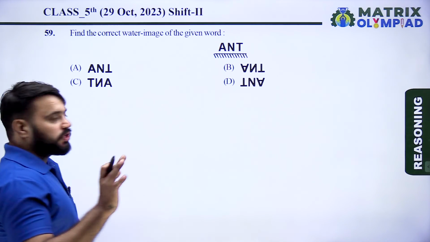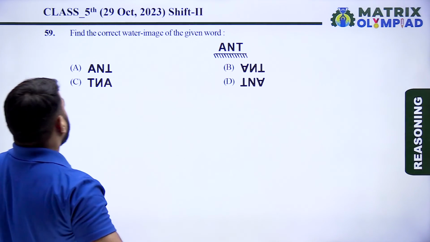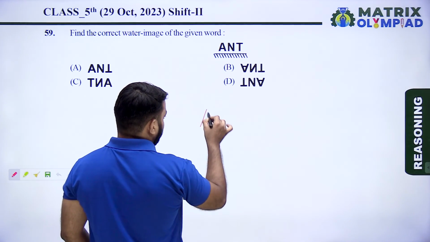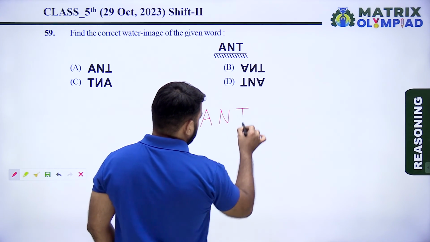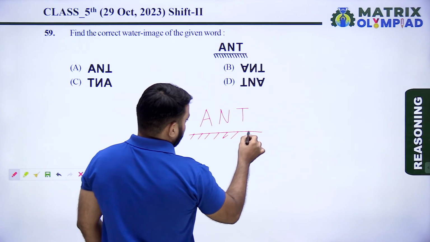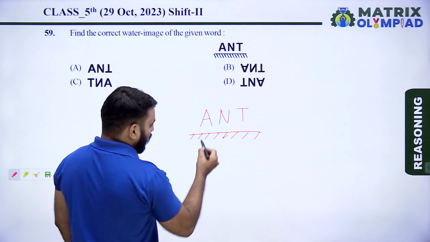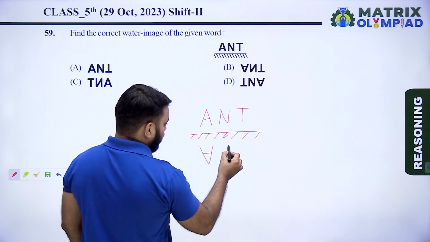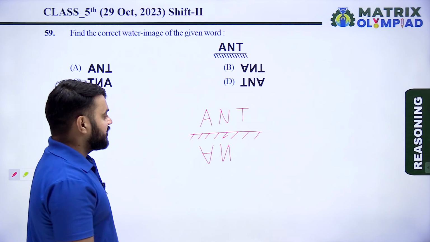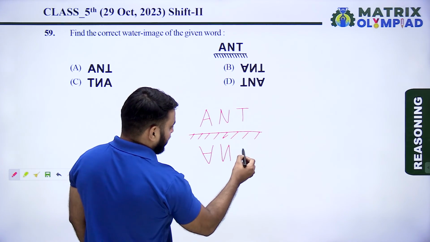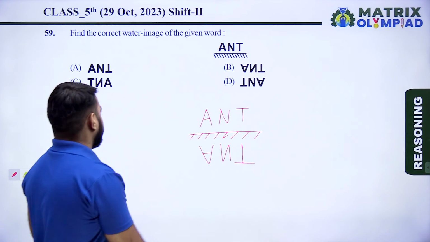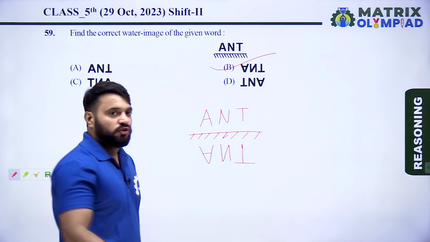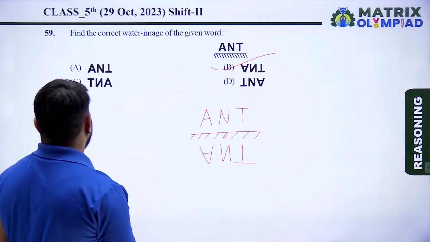So the next question is question number 59. Find the correct water image of the given word A N T. So find the water image of A. So the water image of A looks as follows. Now find the water image of N. So the water image of N looks like this. Now find the water image of T. So the water image of T looks as follows. So here option B is the correct water image of A N T. So the right answer is option B.